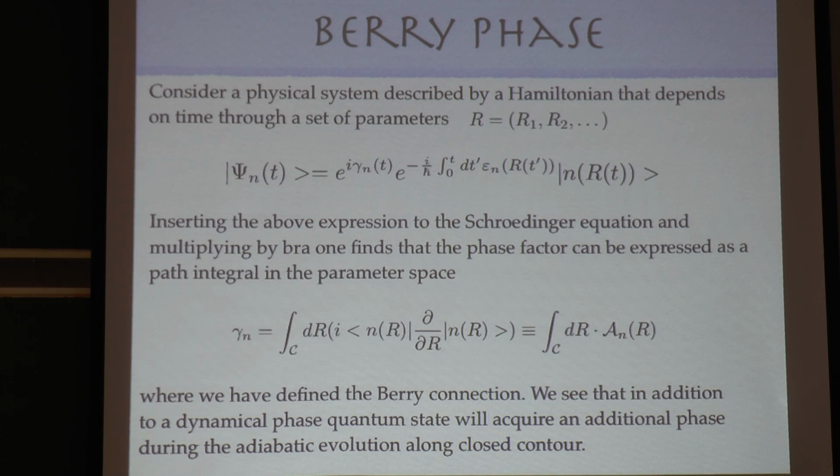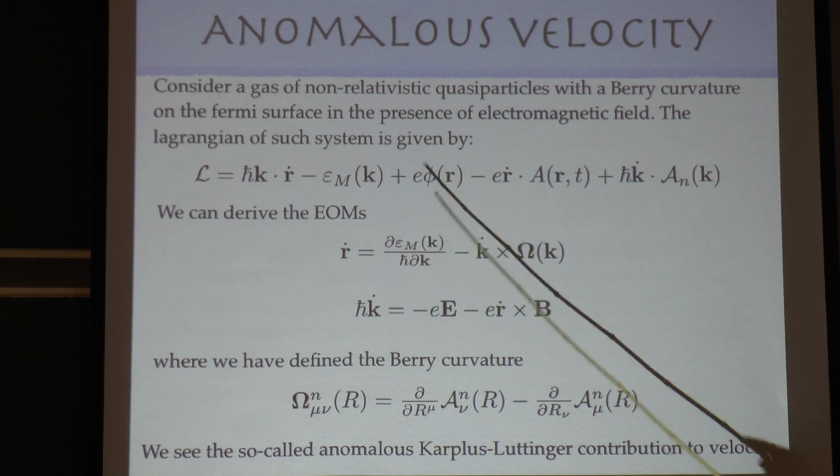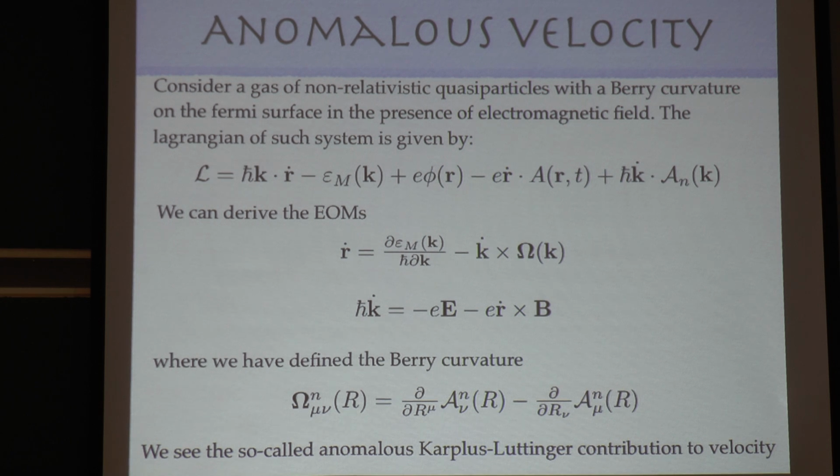And then using that, we can, for example, explain the Karplus-Luttinger velocity. So suppose we have some Fermi liquid, with some excitations close to the Fermi surface. We can write down the Lagrangian of this form, where this is the vector potential, and this is some potential in momentum space. We derive the equations of motion. We see that there is some correction to the usual case, and that's precisely the Karplus-Luttinger contribution to velocity.